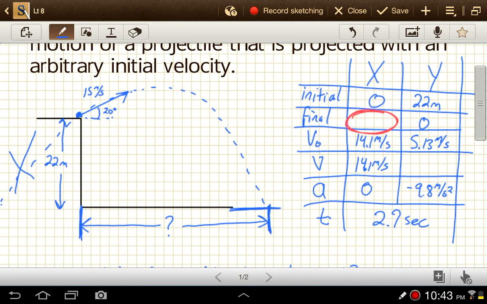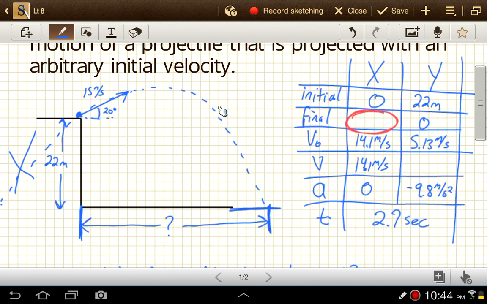So general process on this, though, use a table like this to set up your given information. It's unbelievably helpful, and just having everything separated into y stuff and x stuff is so important because we can't mix and match. I can't put a 14.1 meters per second with a negative 9.8 meters per second squared because one's on the x side and one's on the y, and we're treating these two separately. So use some system anyway to organize your work, but the table is a good way to do it.